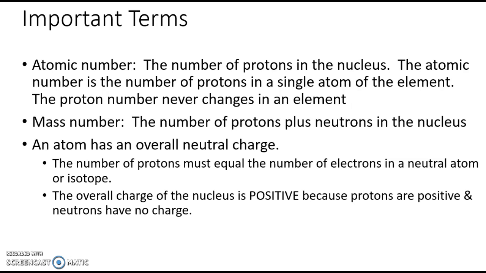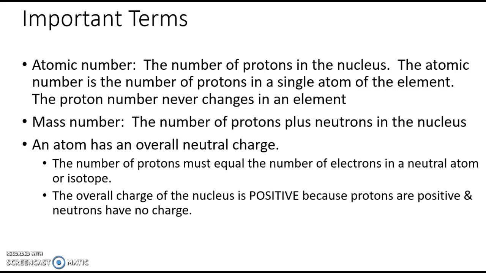So your number of protons never changes, and it's this number that gives the element its place on the periodic table. Elements are arranged on the periodic table by the number of protons they have. Remember, the number of protons is equal to the atomic number. The mass number is sometimes called the atomic mass. The mass number is equal to the number of protons plus neutrons in the nucleus of an atom. So mass number equals protons plus neutrons.